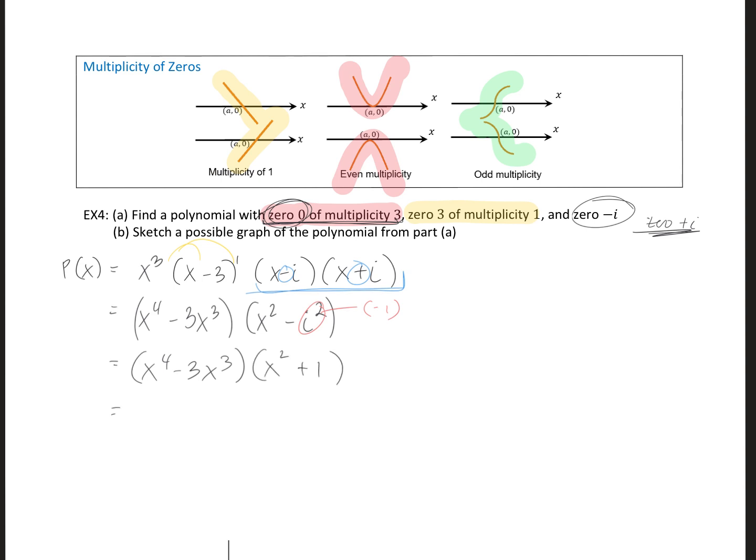Now going ahead and multiplying that out using FOIL, we'll get x to the 6th minus 3x to the 5th plus x to the 4th minus 3x squared. And as a reminder, if you need any extra worksheets on doing FOIL, please let me know. So there we go, that was part A. We found a polynomial with the certain multiplicities required, and we're done with that part. Now we're going to sketch a possible graph of this polynomial.